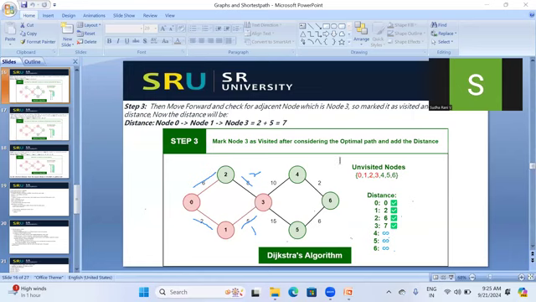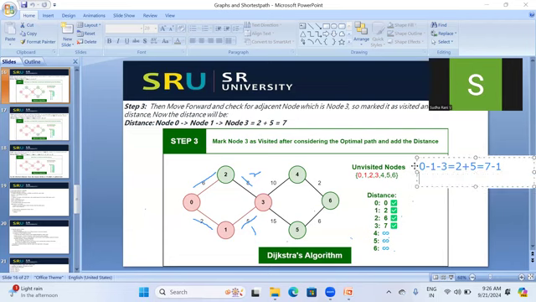Let us check what the values are for the two possibilities. First, 0 to 1 as well as 1 to 3. What are the values to traverse? From 0 to 1, we have the value 2, plus 1 to 3, we have the value of 5. Totally, we have the value as 7. This is possibility number 1.